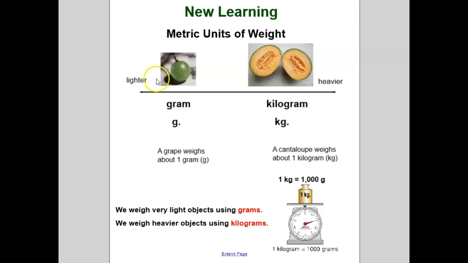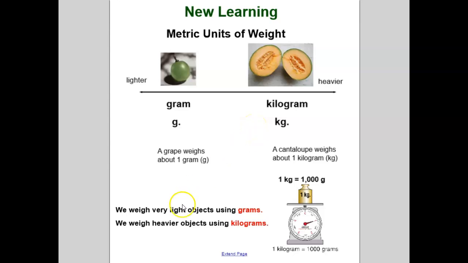So let's start with grams. A gram is what we use to measure very light objects. So only one grape weighs about a gram. It's very, very light. A paperclip or a thumbtack also weighs about a gram. Fantastic listening. A kilogram is made up of 1,000 grams. For your reference, a cantaloupe weighs about a kilogram. A pineapple also weighs about a kilogram. And 2 loaves of bread also weighs about a kilogram.